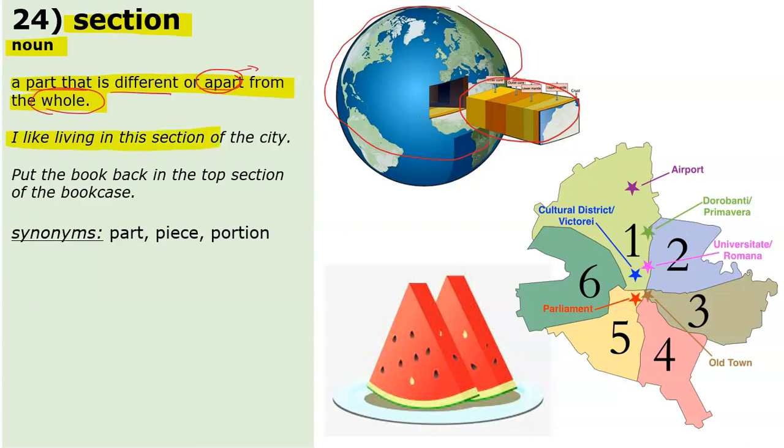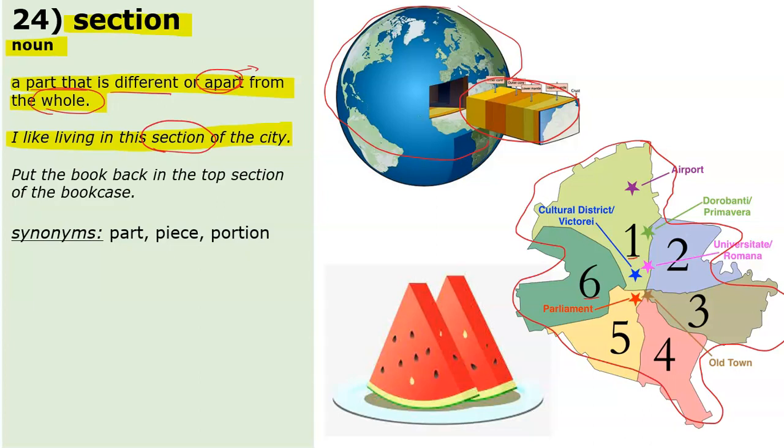I like living in this section of the city. I have a city here. This is the whole city, and the city is broken up into different sections. Every section has a different color and a different number. If you say that you like living in a section of the city, it means you like living in this part. Maybe you live here in number 4. So you really like living in this part of the city. Not in the other ones, only in this one. So this is the section. You like living in this section of the city.